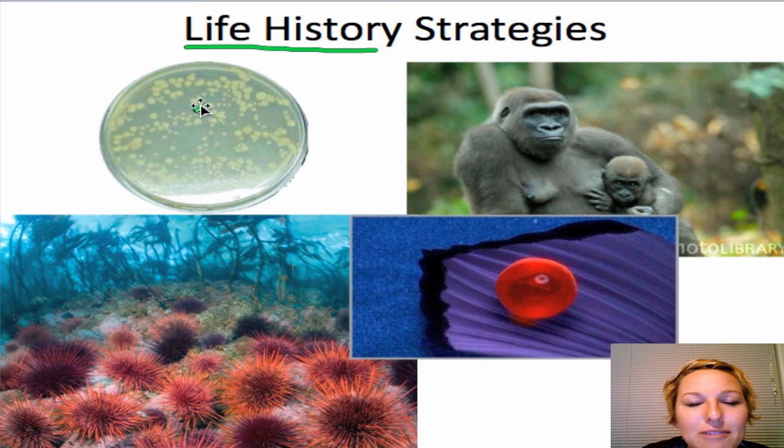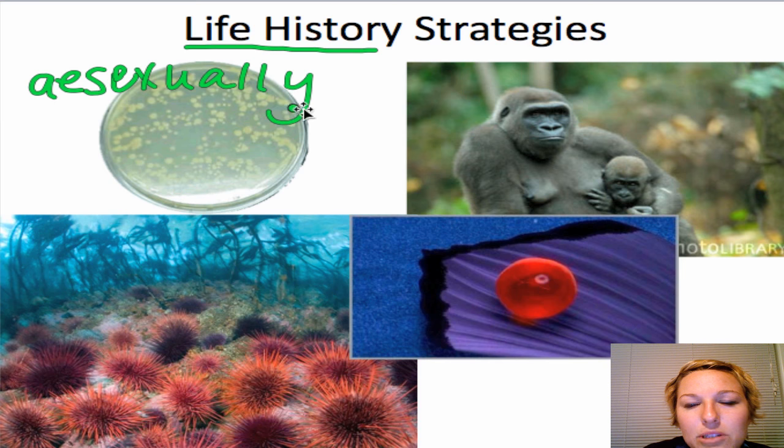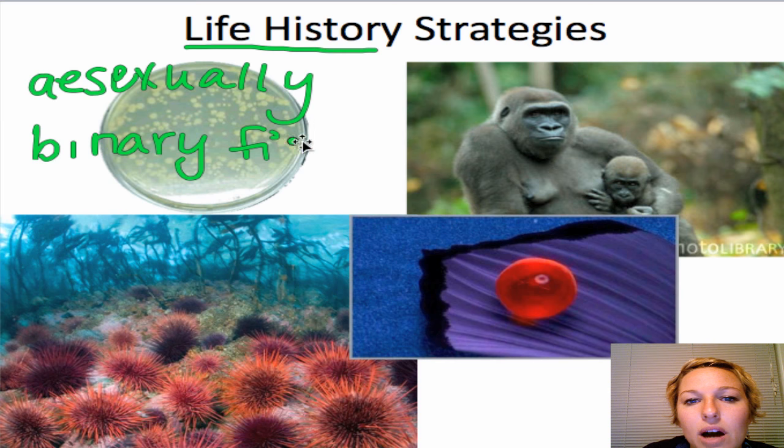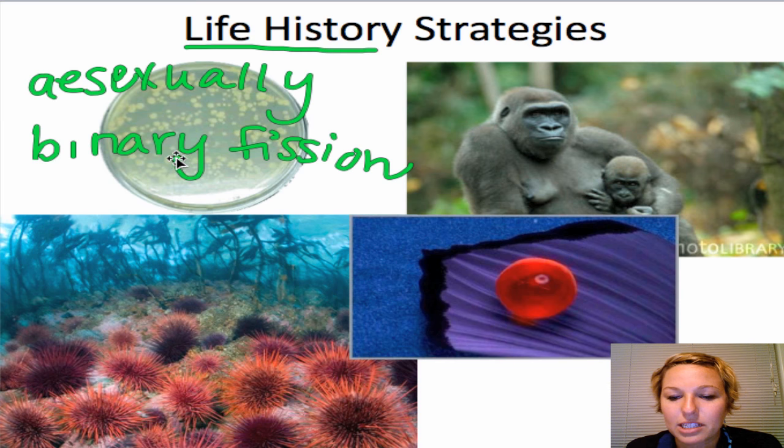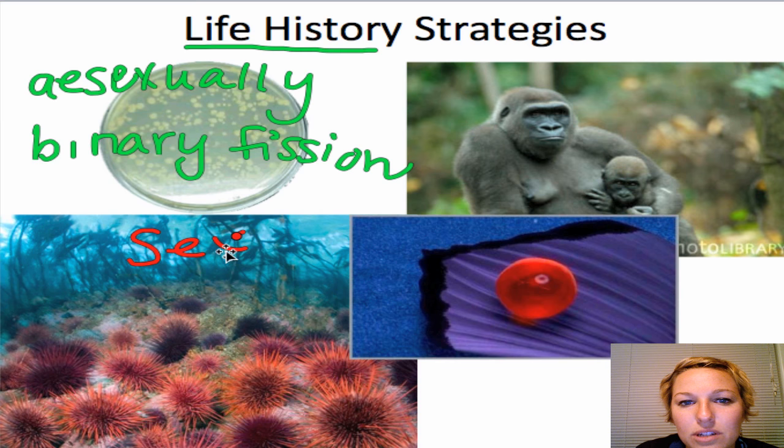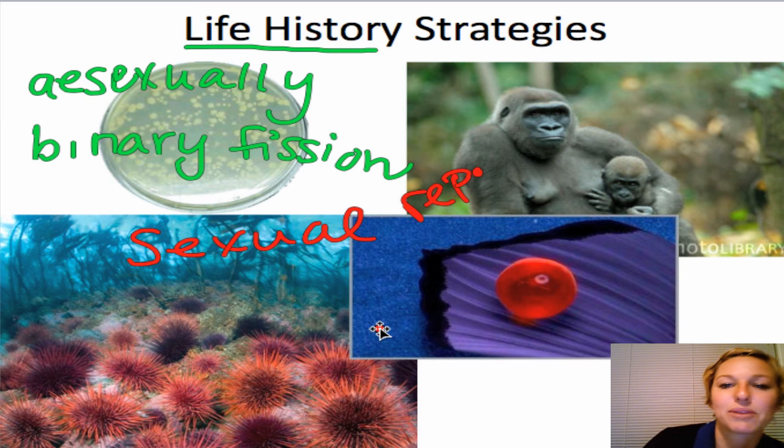This is a petri dish of bacteria, and bacteria reproduce asexually, which means they don't need a partner, a member of the same species, to swap genetic material with to make a new organism. They can reproduce on their own, and they reproduce through a process called binary fission. And we will learn all about that a little later. So this is a type of asexual reproduction. The three of these are sexual reproduction. I'm going to abbreviate that.